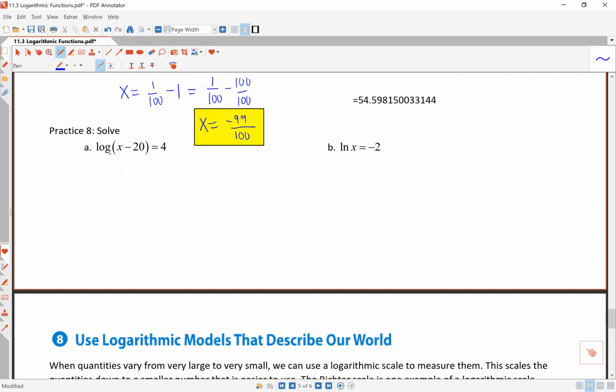Log without a base is considered to be a common log, or base 10. 4 is the exponent on my base 10 to equal x minus 20. 10 to the 4th is 10,000. Adding 20 to both sides gives us 10,020.